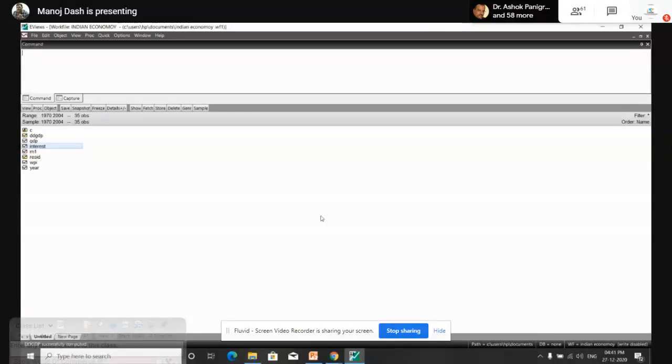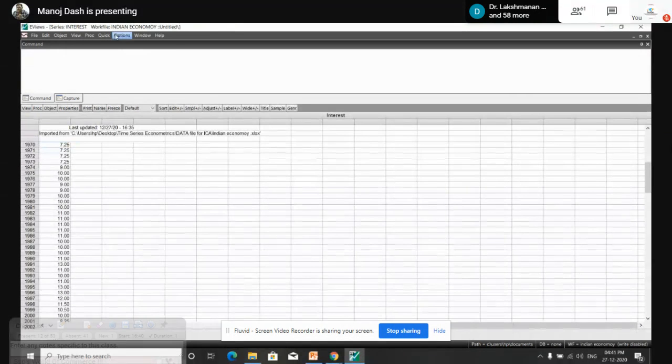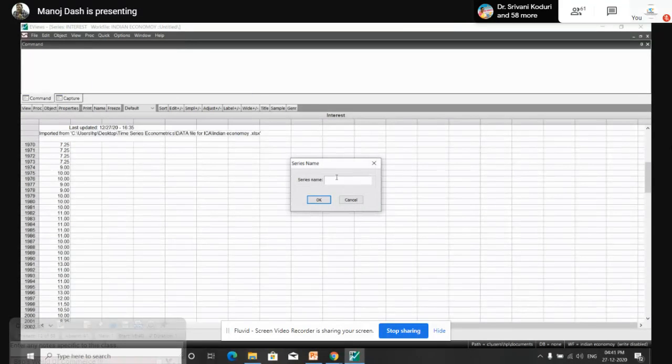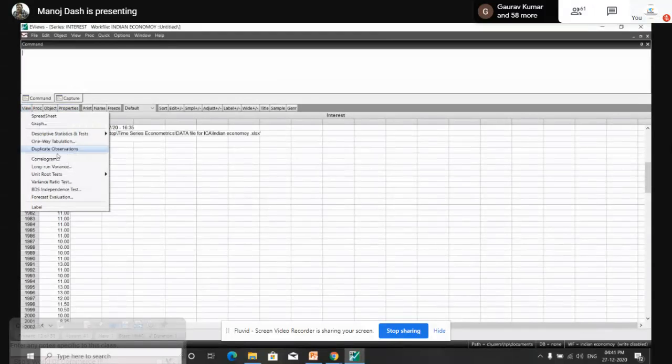Clear? Now see interest rate. How will you do the interest rate? Same procedure, sir. Quick, periodic, unit root. Which data is this? Interest. Okay. Not defined. Unit root.